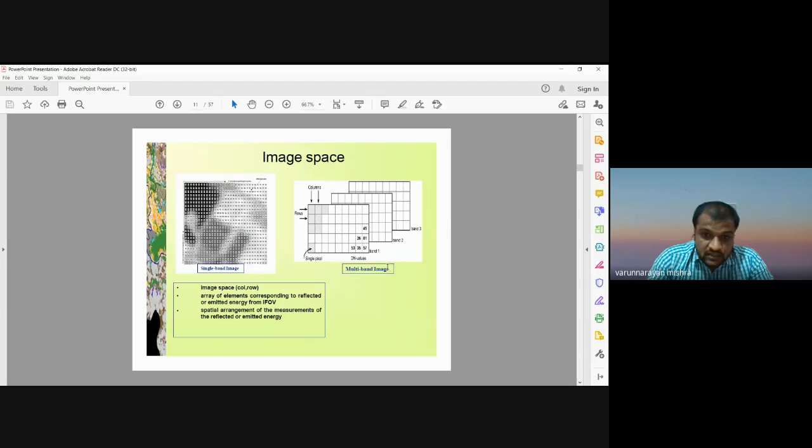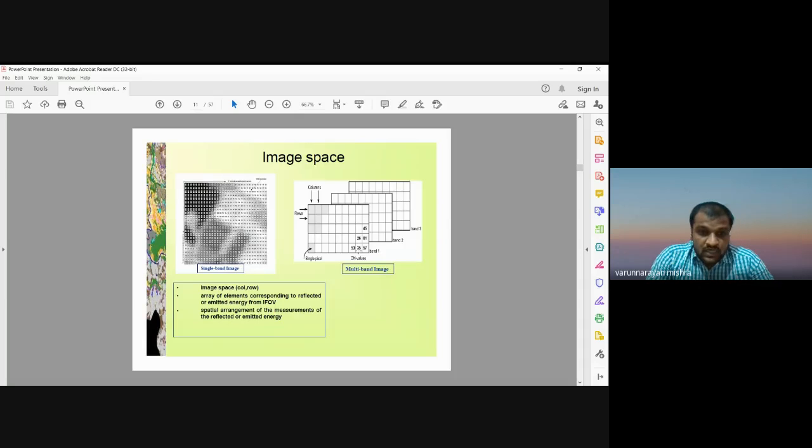Okay, so this is the multi-band image showing band 1, band 2, band 3, and in each band we may have different pixels, and each pixel has some certain digital value. In the same way, the entire set of pixels in that image is arranged in the form of rows and columns.